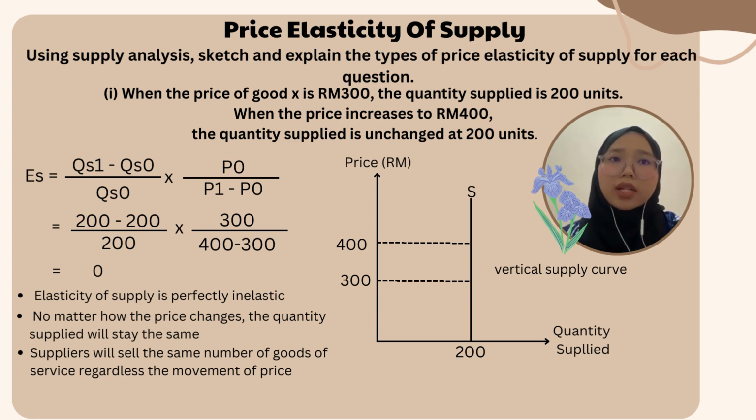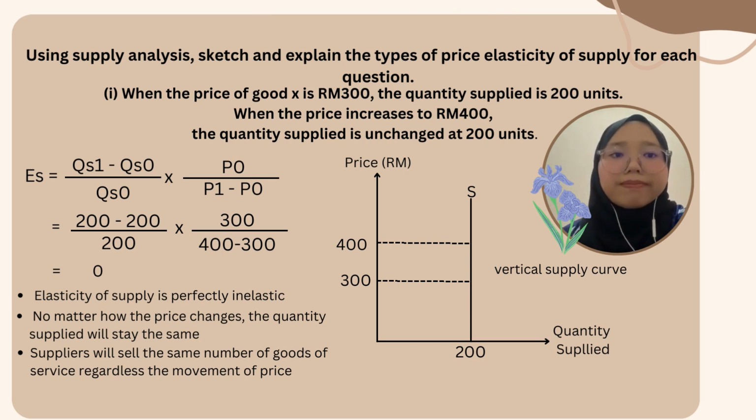So the type of price elasticity is perfectly inelastic. From the graph, we can see that the price increased from 300 to 400, but the quantity supplied remains unchanged at 200 units. The curve is a vertical supply curve. So the conclusion is, no matter how the price changes, the quantity supplied will stay the same. Suppliers will sell the same number of goods and services regardless of the movement of price.